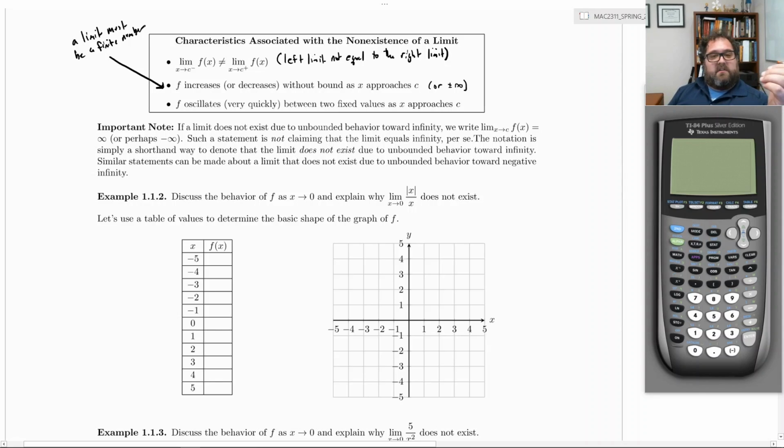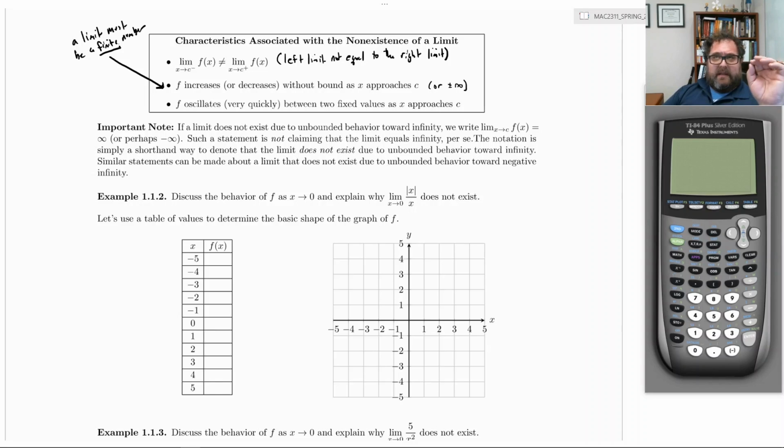So if the y values are just increasing towards positive infinity or negative infinity, even though in some sense you could say that's a trend, like the y values just keep getting bigger, that's the trend. But a limit must be a finite number. And so if the y values are not approaching a finite number, well, that will cause a limit not to exist.